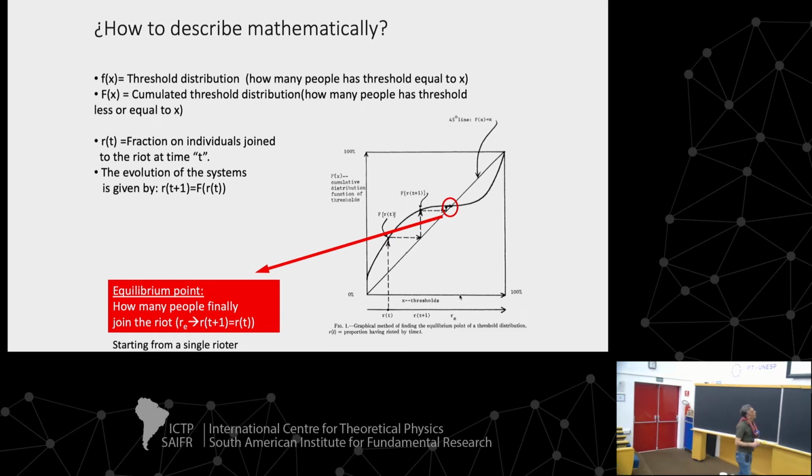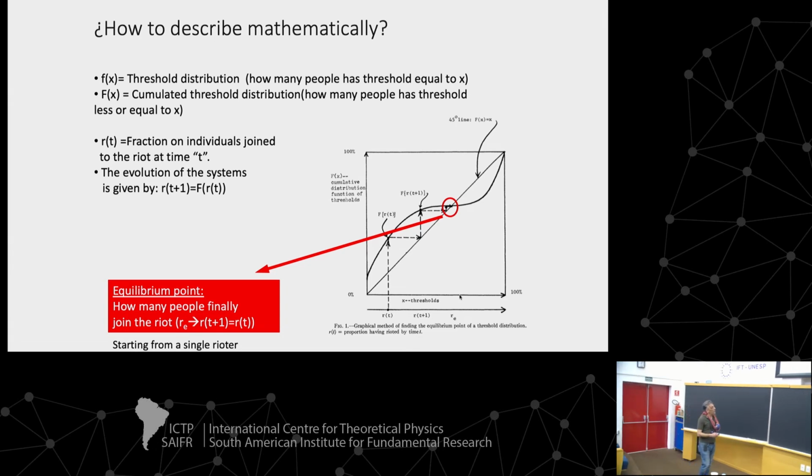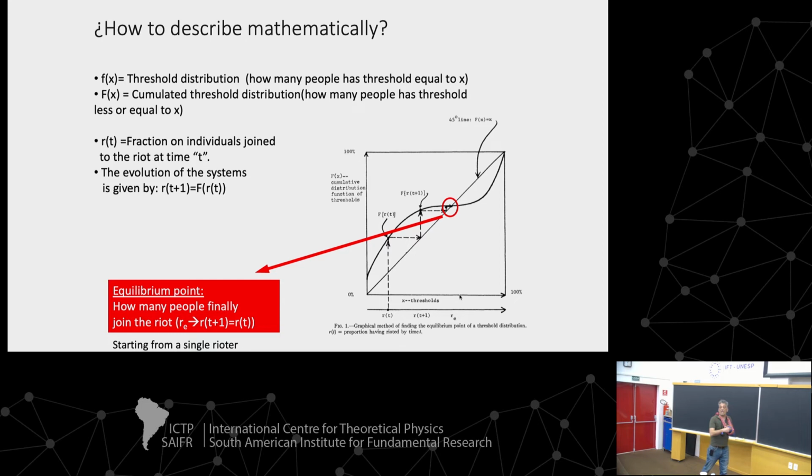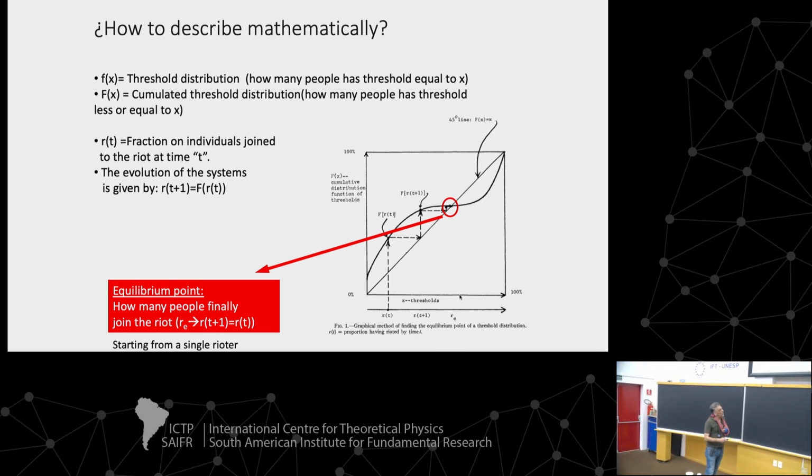If we plot, of course the equilibrium situation is when the fraction of people at time t is the same as at time t plus 1. This is the stationary solution of this problem, and it can be solved in this diagram, in which here we plot the identity function, and here we plot the cumulative function.